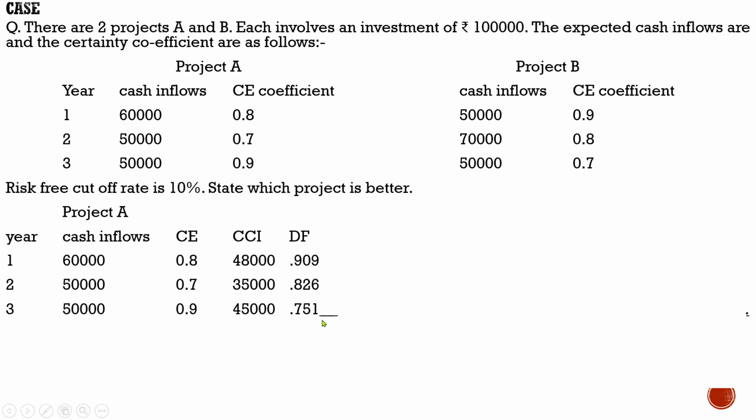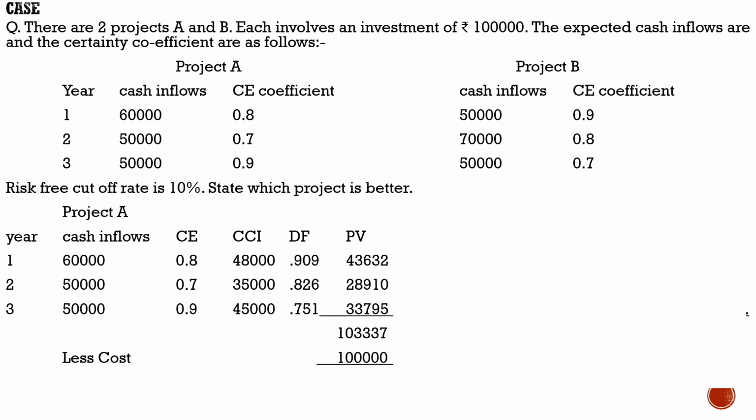So you have got discount factors. Next you need to find present value. Remember, present value is discount factor into certain cash inflows. Never go for the original cash inflows, because we have already adjusted with the certainty equivalent factor, and now this is the cash inflow. From this amount only you need to find present value. So 48,000 into 0.909, you will get 43,632. Likewise 35,000 into 0.826, and 45,000 into 0.751. By adding these three, you will get an amount of 1,03,337.